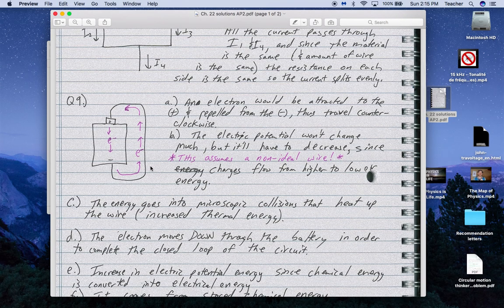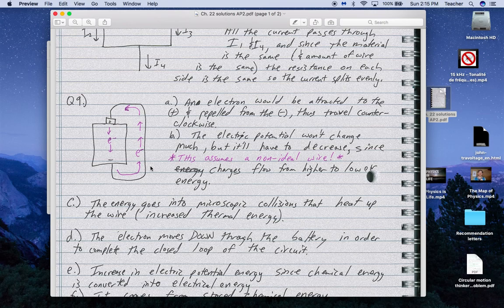Q9 is asking about electron current. You have to assume a non-ideal wire here. If you didn't, the questions really don't make sense. So you have a battery and a drawn wire. Electrons are negative, so they'd be attracted to the positive terminal of the battery. So the flow in this circuit is going to be counterclockwise.